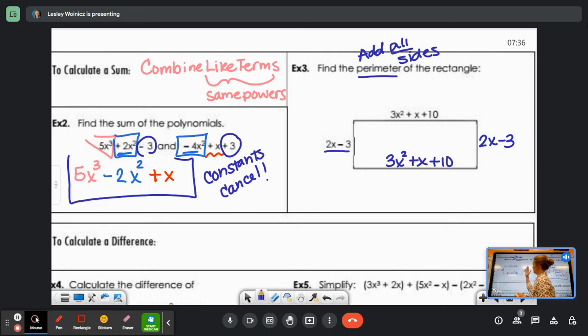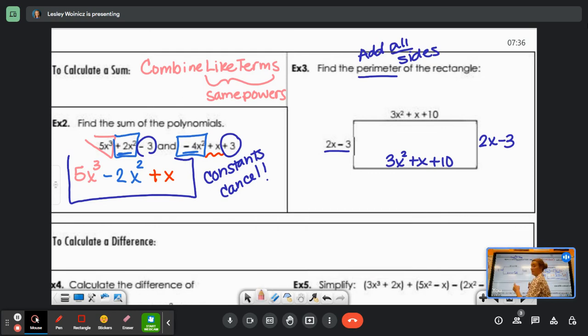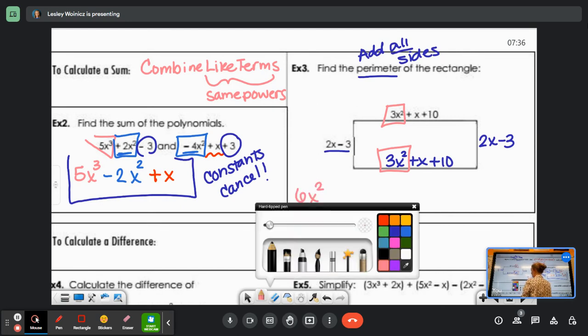Now, to find the perimeter, all I have to do is combine my like terms around the entire thing. So I'm going to start with my highest degree terms, which are my quadratic terms. Use that vocab. I have 3x squareds for a total of 6, so that'll be 6x squared. Next, I'm going to add up my linear terms.